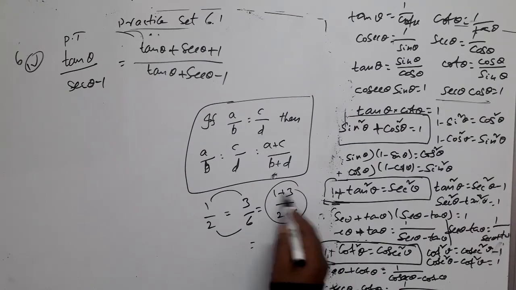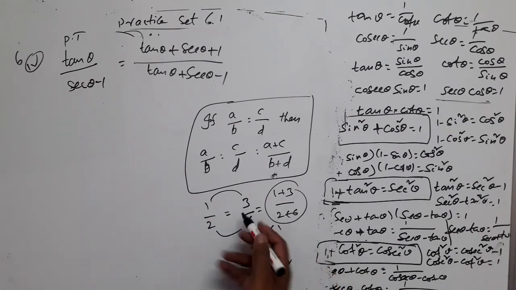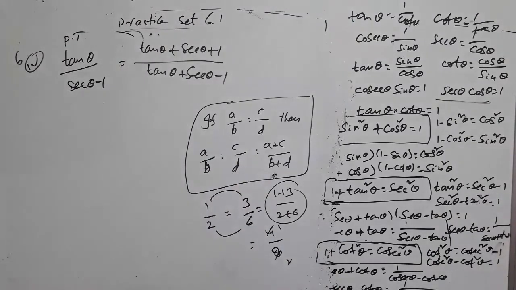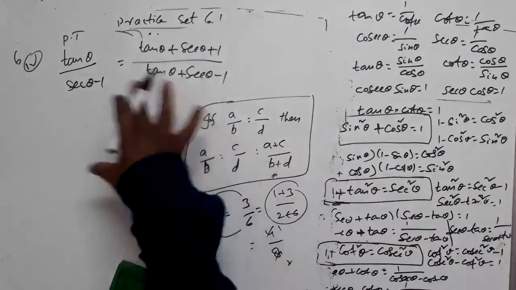Is it correct or not? 3 plus 1 is 4. 6 plus 2 is 8. 4 1s, 4 2s, 1 by 2 again. Right? Tally. That's what this theorem says, right? So this will be useful now in this case, right?